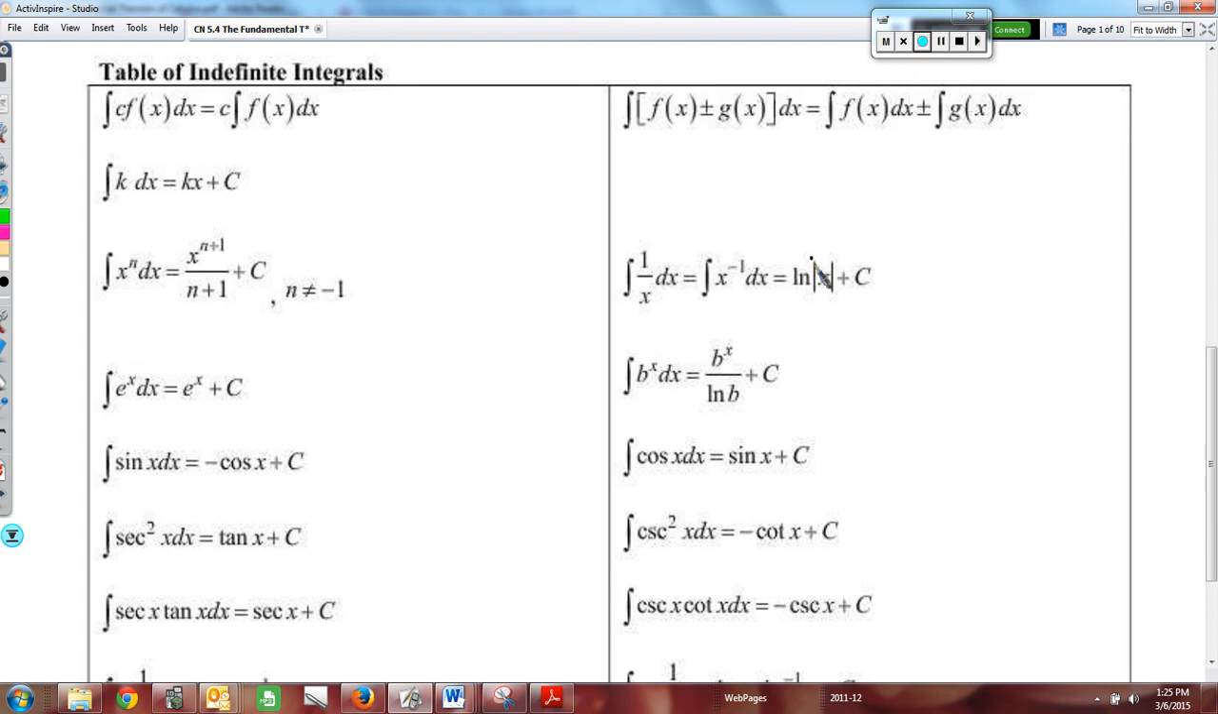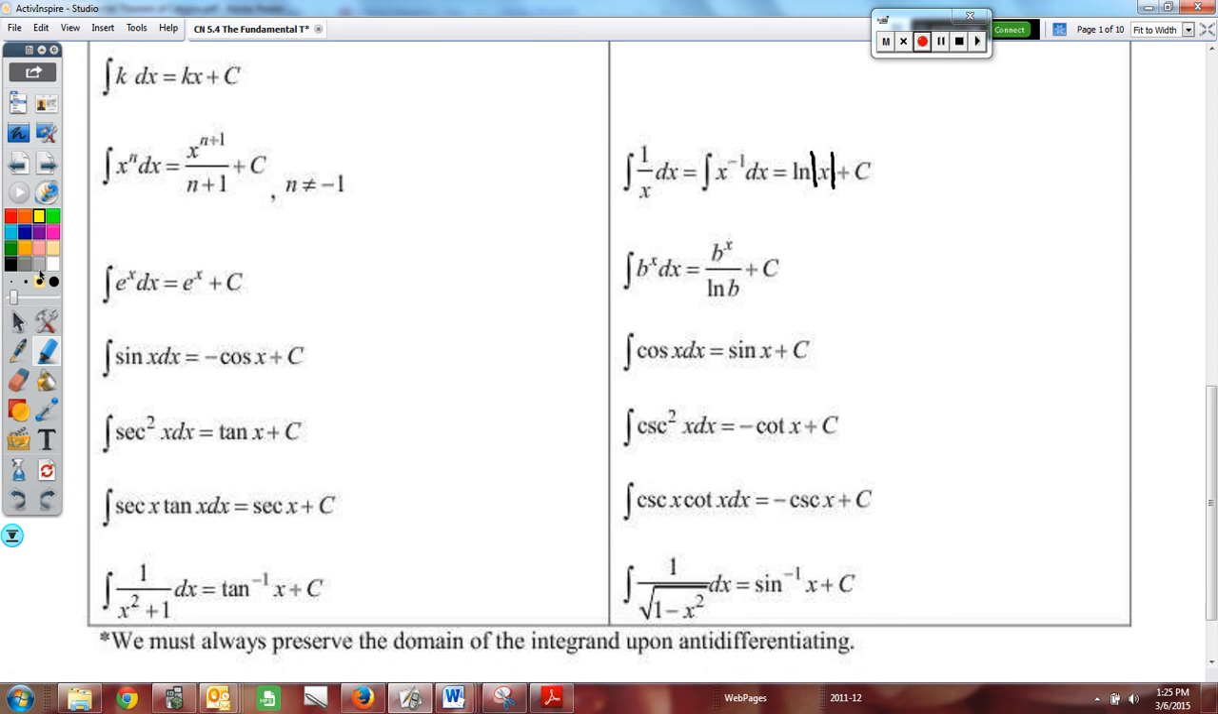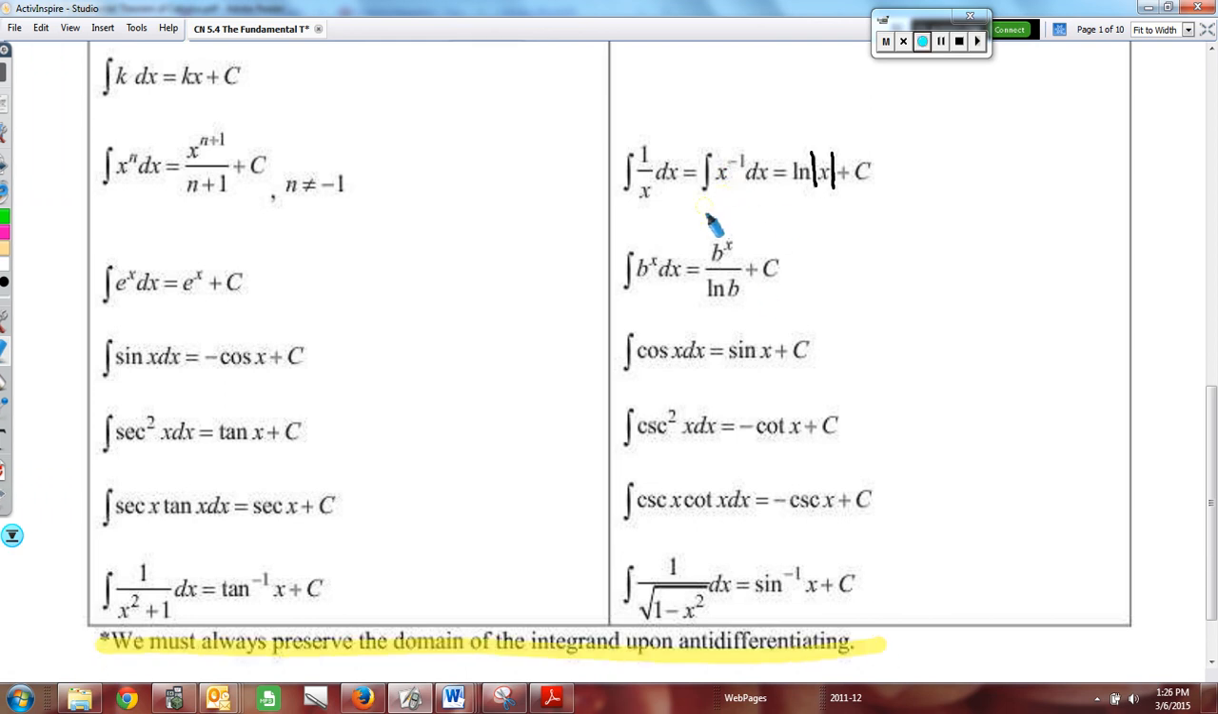And then remember that we put in the absolute value bars because we're trying to preserve the domain of the integrand. When you look at your x to the negative 1, it's not defined at 0. And so when we go backwards, we want to make sure that we get a function that is defined at the same places that this is defined. So your log, if I didn't put the absolute value bars, would only be defined for positive values of x. And we need it to be defined for both positive and negative, which is why the absolute value appears there.